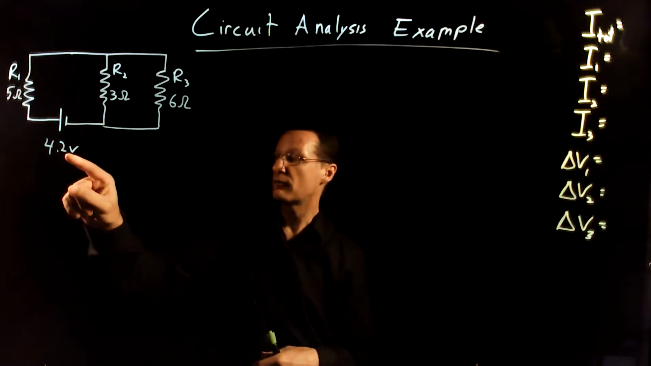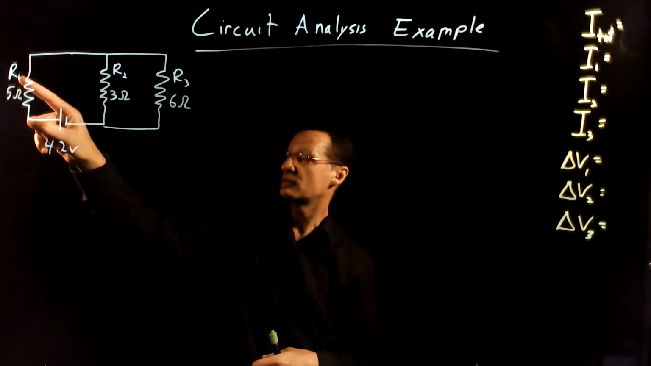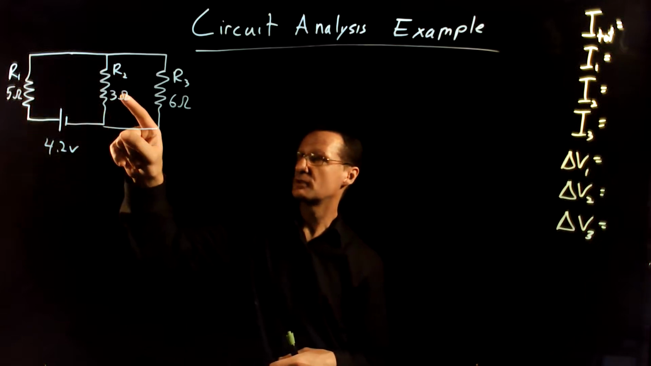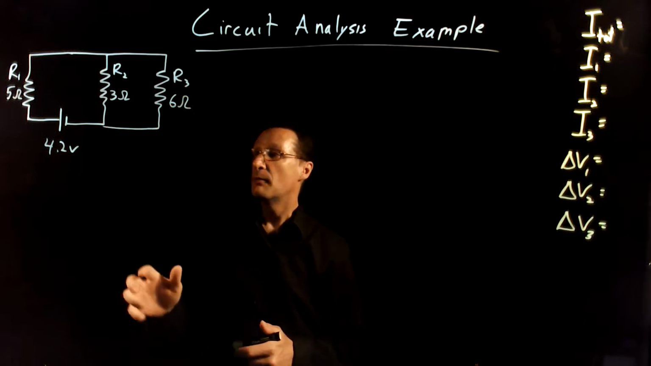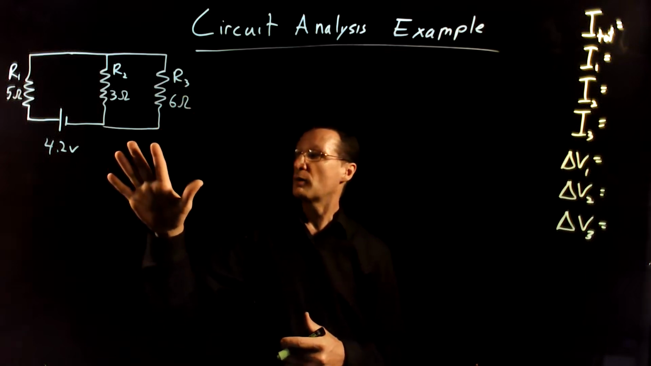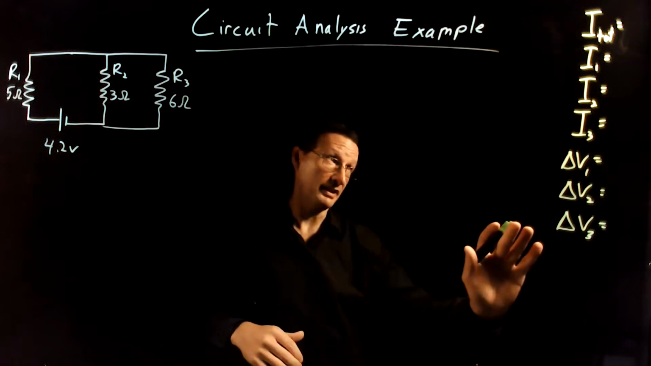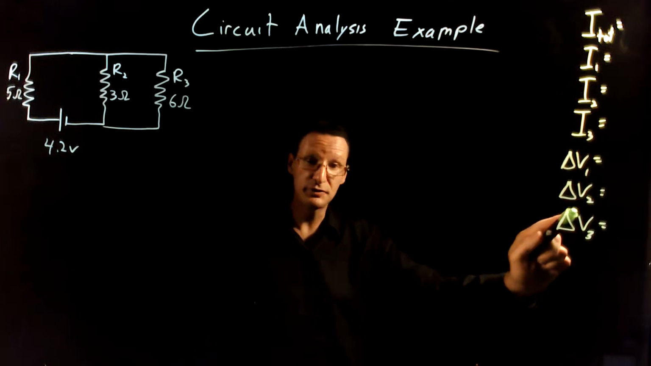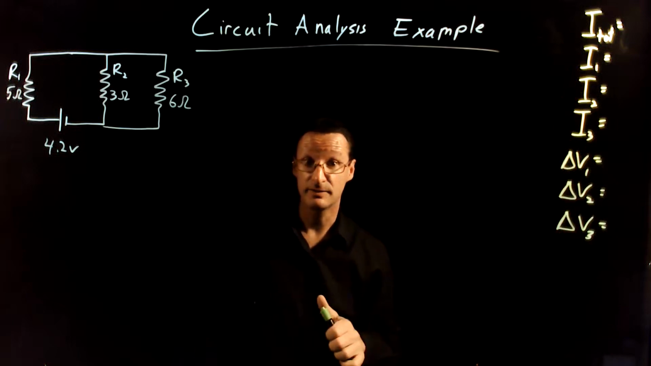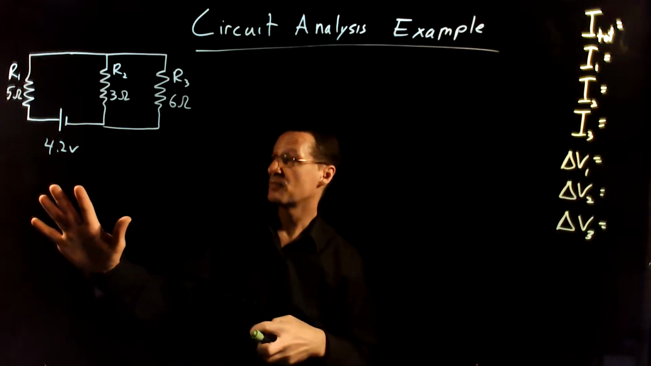So here's our circuit. We have a 4.2 volt battery with resistor 1 at 5 ohms, resistor 2 at 3 ohms, and resistor 3 at 6 ohms. First of all, what we want to get from this is just everything. We want to get the total current. We want to get the current through each resistor and the voltage drop across each resistor. So we want to know everything about this circuit.